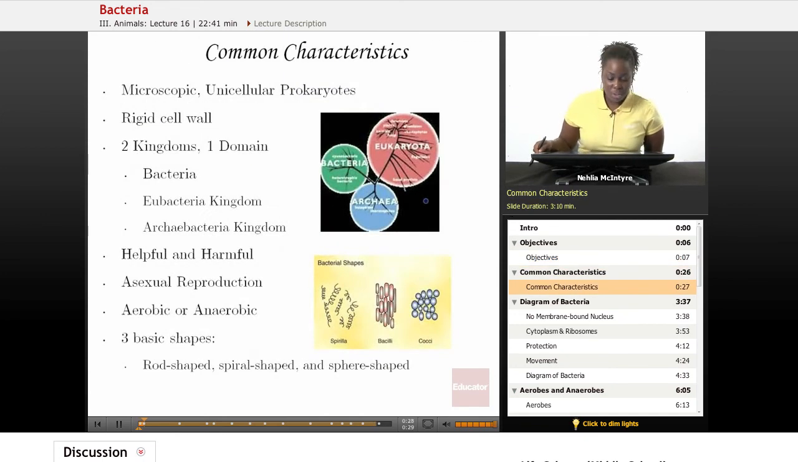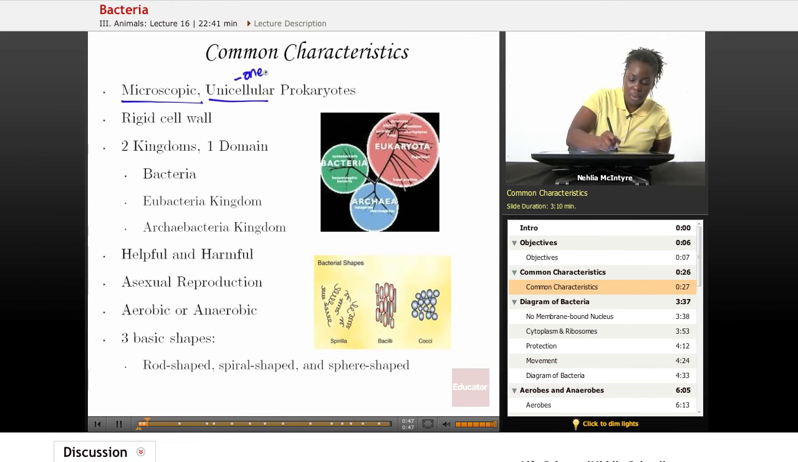So let's start with the common characteristics all bacteria share. All bacteria are microscopic. That means that we can't see them with our naked eye. We need a microscope or some tool to magnify those bacteria. They are unicellular. That means that they are made of one cell, or they're single-celled organisms. And they are prokaryotes, which means that they do not have membrane-bound organelles, or they do not have a membrane-bound nucleus.